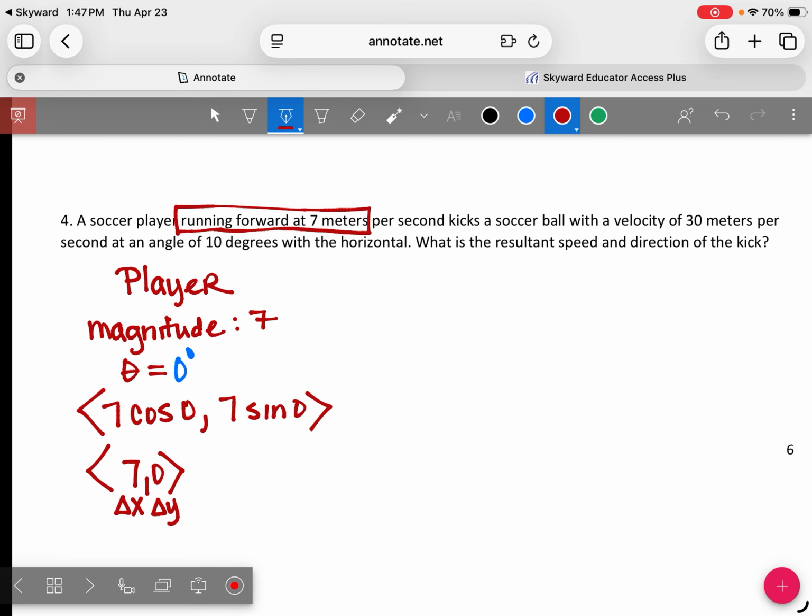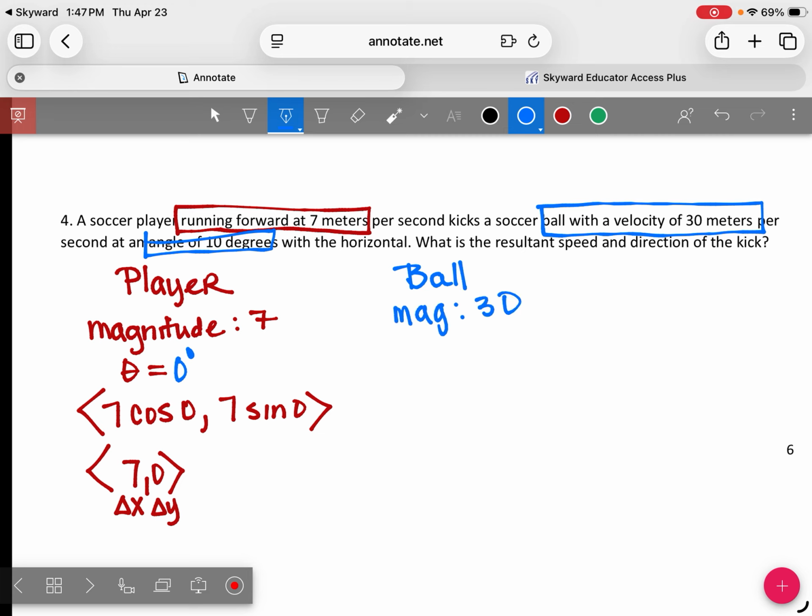And then he or she kicks the soccer ball. Now we got a ball, okay? The ball had a velocity of 30. That's the speed or the magnitude of the ball. And the angle was 10 degrees. So let's talk about the ball. The ball had a magnitude or speed of 30 and a direction of 10. Do the same thing for the ball.